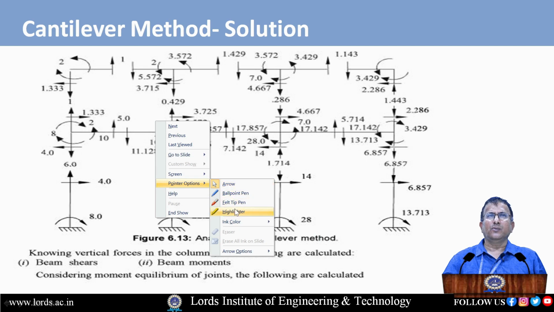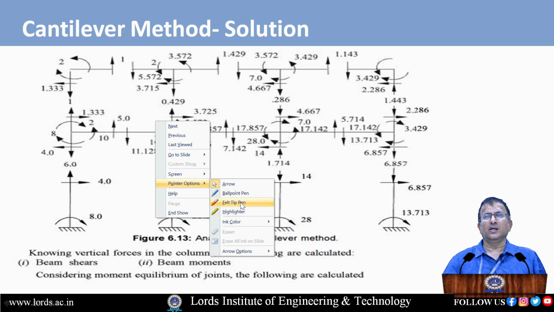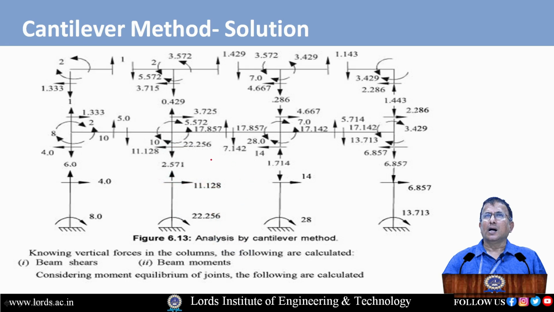Now come to the second beam, that is BC. If we see BC, the force 1.429 will be at the center of BC. So what is the moment at joint B due to the effect of force 1.429 now?